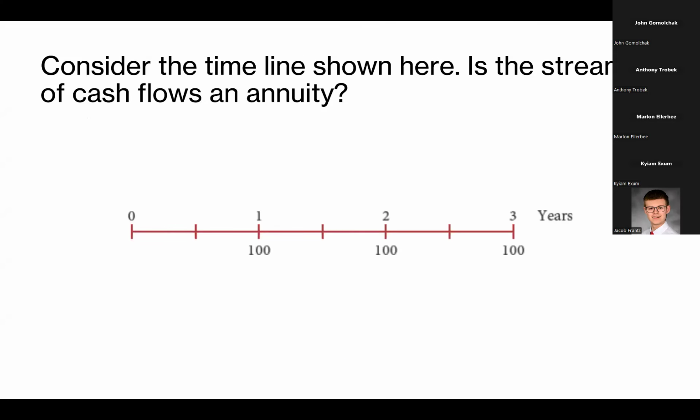The next one was, consider the timeline shown here is the stream of cash flows an annuity? And it's basically showing that you get $100 at the end of each year, and that basically is the definition of an annuity. So yes.